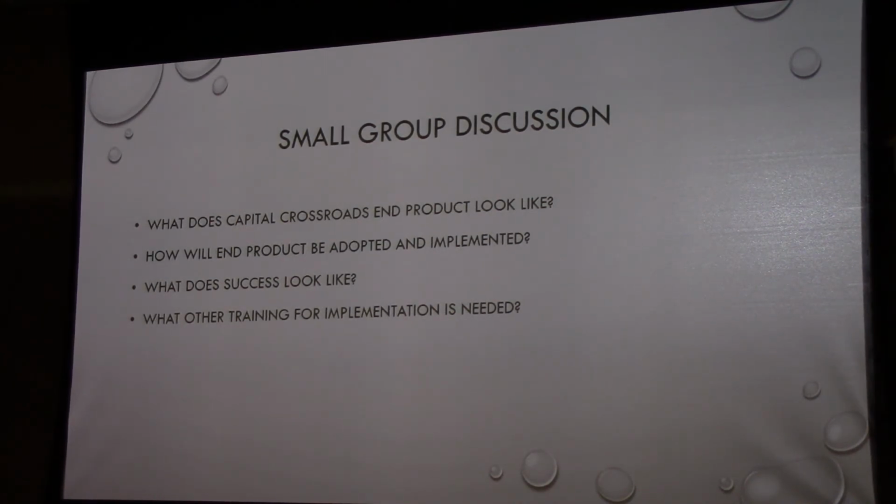But to get out of conceptual, we need to move on to, what are we going to create? What's the end product? So we'd ask you in your groups to talk about: what does the Capital Crossroads end product look like? Whatever that is, how is it adopted and implemented? How do we know we're successful, and what other training for implementation would be needed once it is adopted, so that we can be successful in maintaining and implementing whatever is adopted? I'll bring the lights up again and ask each group to spend some time talking through those, and that'll give us some guidance.